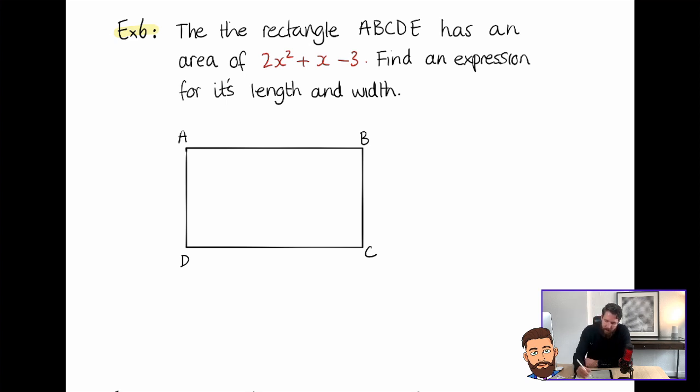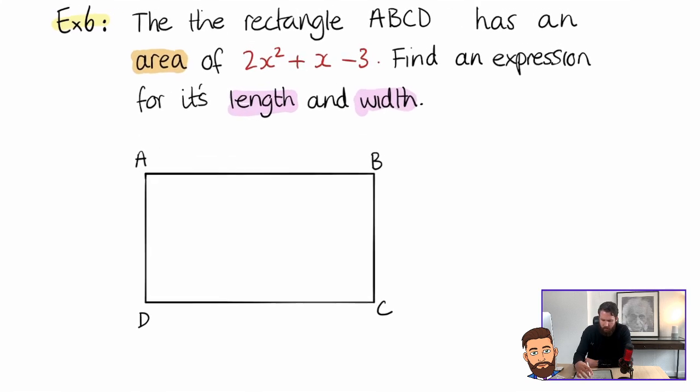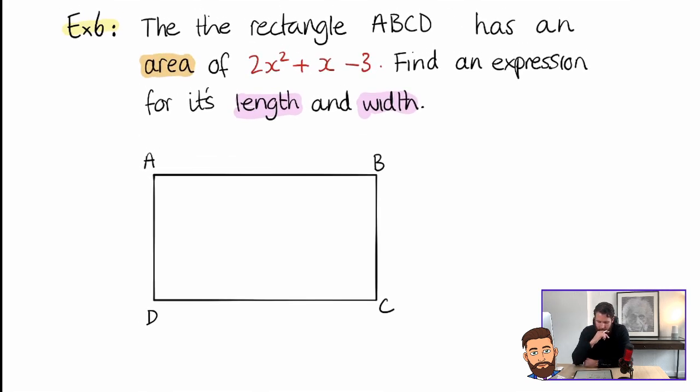The rectangle ABCD has an area of 2x squared plus x minus 3. Find an expression for its length and width. So we want its length and we want its width. Okay. So how are we going to map this together?